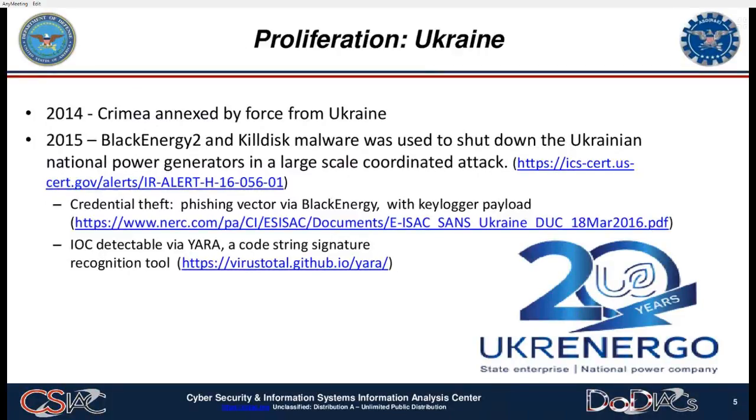So the ICS control systems attacks have become sophisticated and generalized. We see a proliferation of the attacks to Ukraine in 2015, some 4 years later. After the annexation of Crimea, Black Energy 2 and Kill Disk malware was found on Ukrainian national power generation sites. It was a large-scale coordinated attack, generally attributed to be a nation-state attack. It involved a phishing vector, and the payloads were Black Energy as well as a keylogger payload. The software signatures are detectable via Yara, and it essentially took down Ukraine's power grid for, I would say, quick memory, well over 3 days before they stabilized. Next slide.